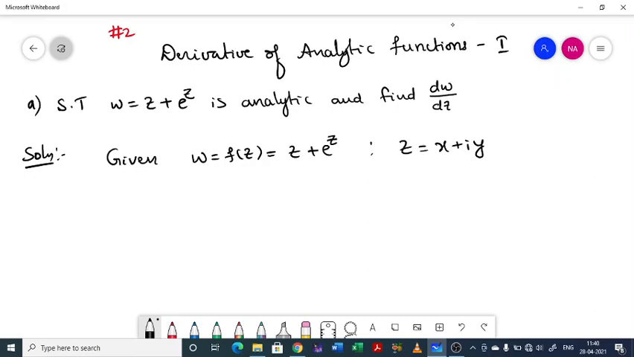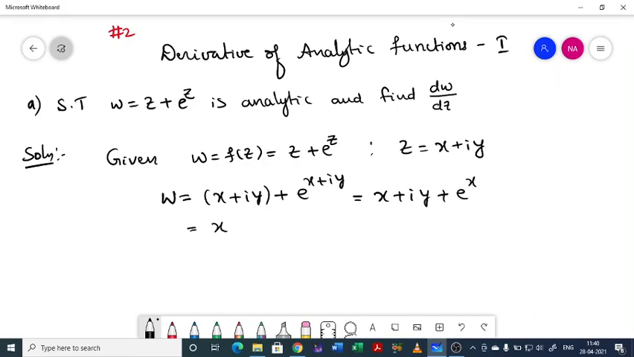Now, letting z equal to x plus iy, we get w equal to x plus iy plus e power x plus iy. Okay. Next, I need to find ux, uy, vx, vy. That means I have to first find u and v, the real and imaginary parts of f of z. So I have to separate this into real and imaginary parts. So this I can write as x plus iy plus e power x into e power iy.